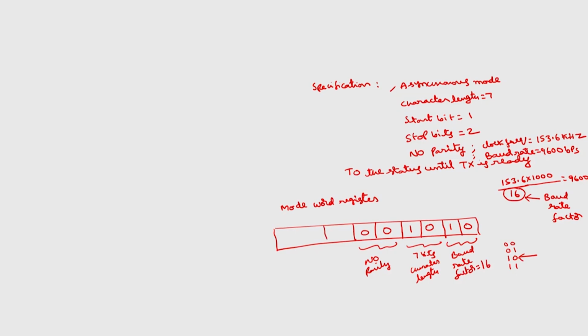This will represent that the baud rate factor is 16. And the last 2 bits are frame control. How many stop bits do I want to use? 2 stop bits, this is 1 1. This will represent 2 stop bits. So, what is the control word? 1100 1010 is CAH. You have to load CAH into the mode word register, and then see what is to be loaded into the command word register.